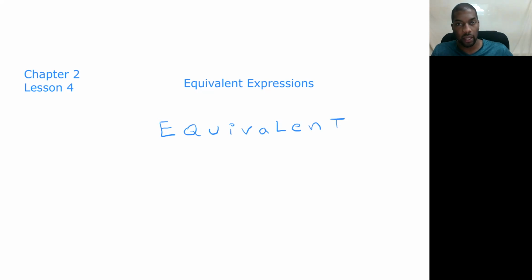E-Q-U-I-V-A-L-E-N-T. Equivalent. Now, what does equivalent mean? If you notice here, you have the word part equi, which is the same word part as equal. Equi, equal. Equivalent means equal. What we are finding out today is things, or more specifically, expressions that are equal.